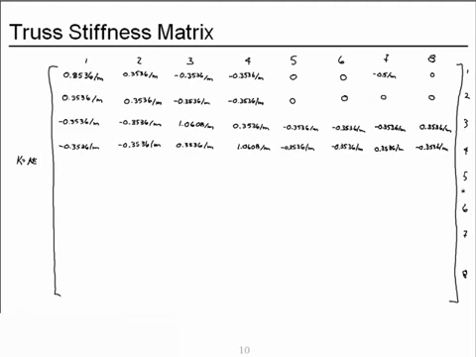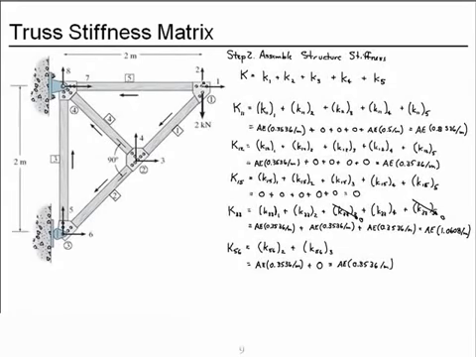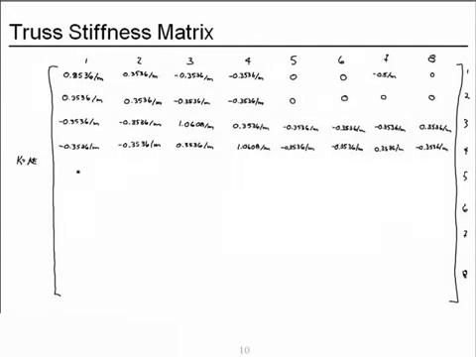Now our next chunk. Force generated at degrees of freedom 5 and 6 due to deformation at degrees of freedom 1 and 2. And since there is no member that connects directly between these degrees of freedom, these coefficients are 0.